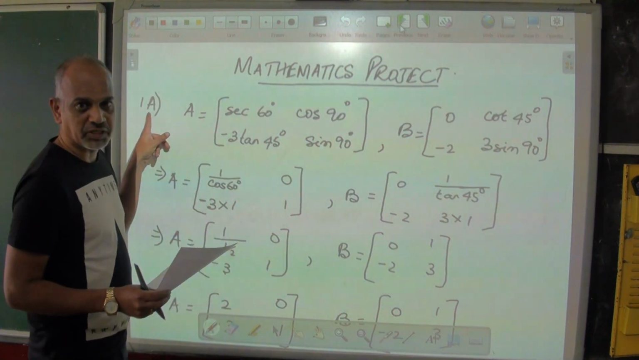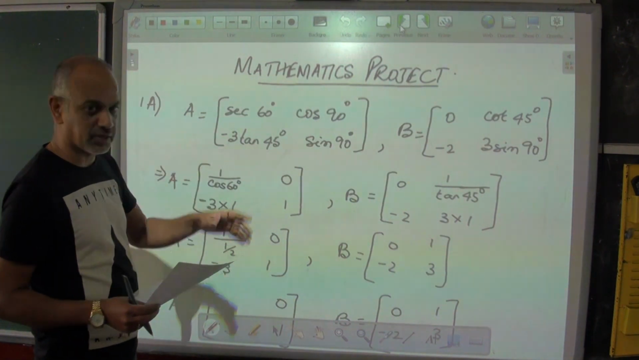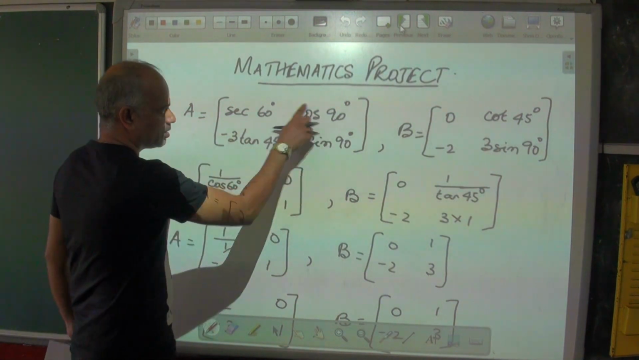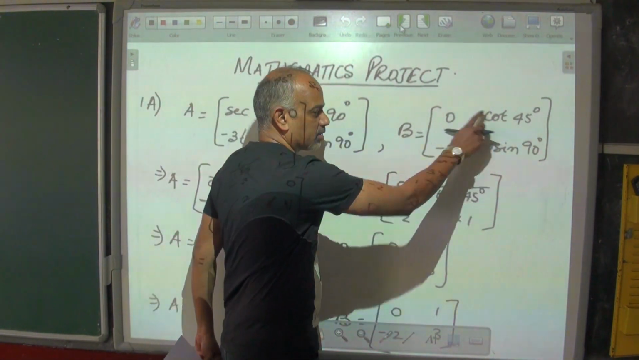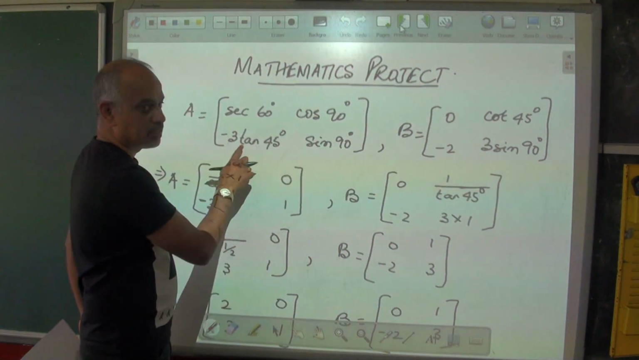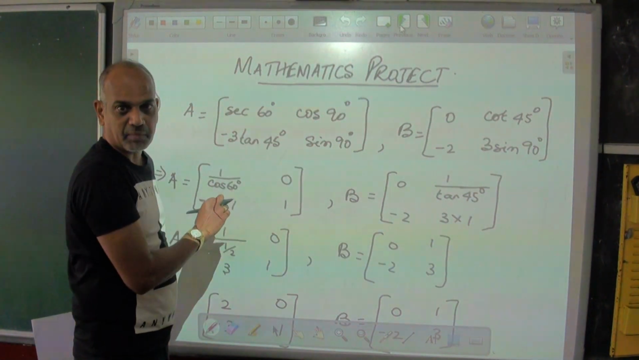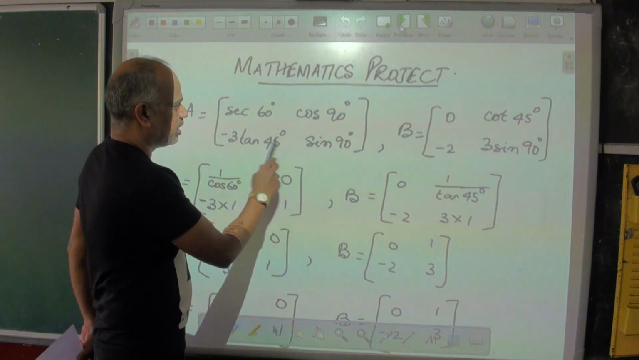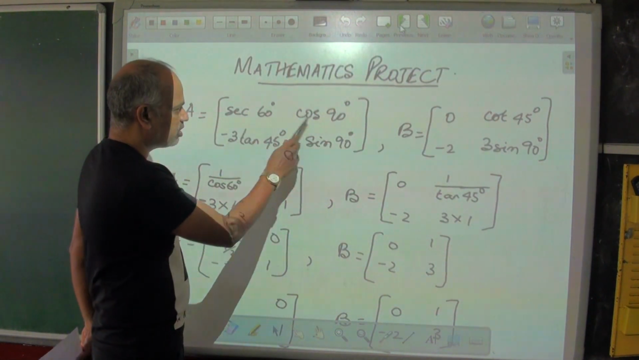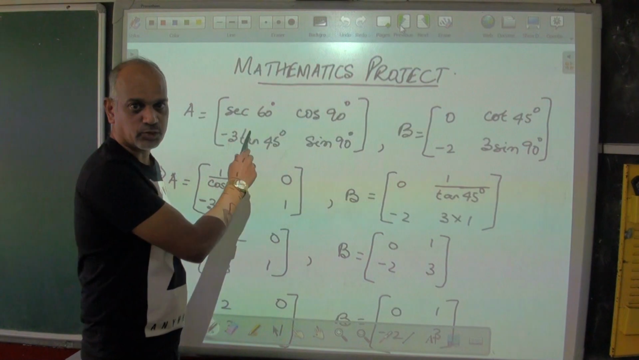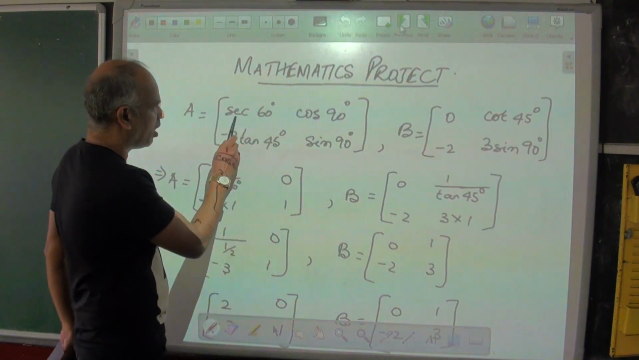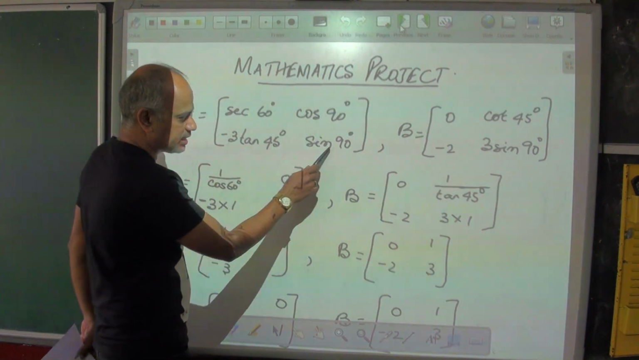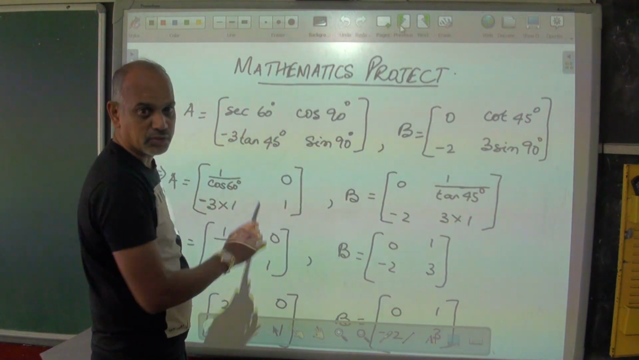First one is question 1A. 1A is about matrices. There are 2 matrices which are given. Matrix A is this and matrix B is this one. If you look at the elements inside the matrix, each one is a trigonometric ratio. All that you have to do is convert these trigonometric ratios to their actual values. So you have to know how much is secant 60, cos 90, and then tan 45 and sin 90. You have to substitute their values first.